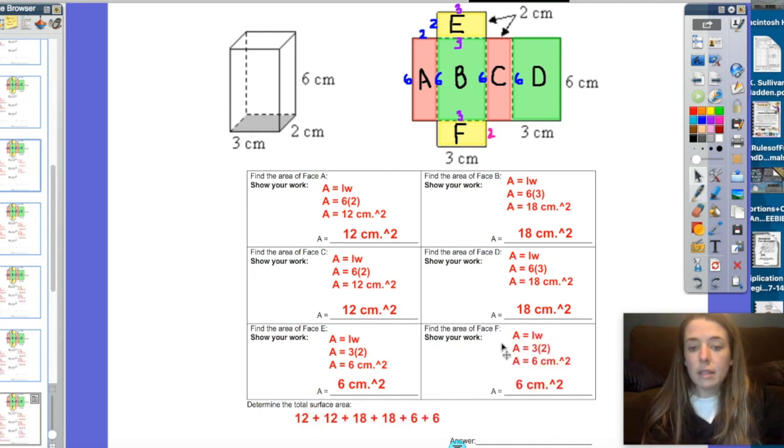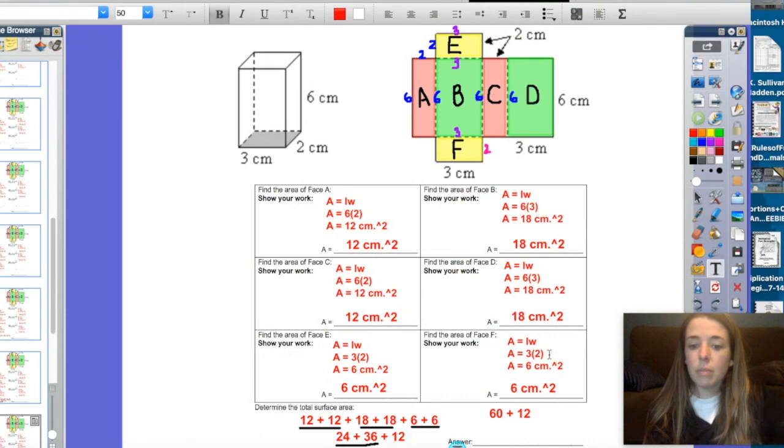So now my last step for determining the surface area is to add up all 6 areas. 12 plus 12 plus 18 plus 18 plus 6 plus 6. So I'm going to double up because Ms. Maljevic said that would be easier. And I'm going to get 24 plus 36 plus 12. Now I'm doing 24 plus 36. I'm going to rewrite it over here. I get 60, and 60 plus 12 is 72 centimeters squared.